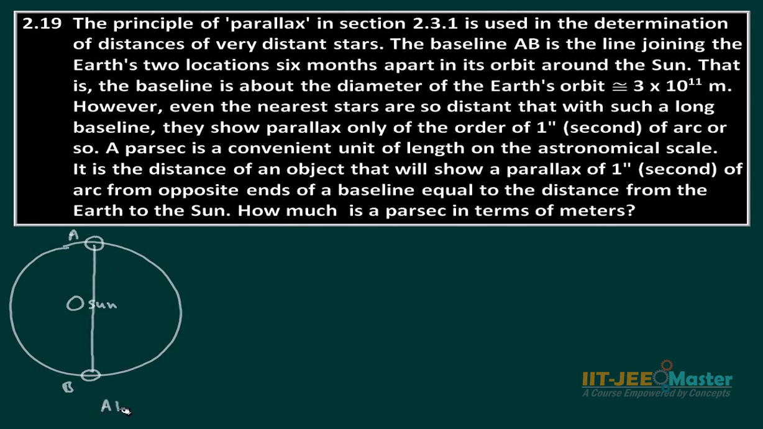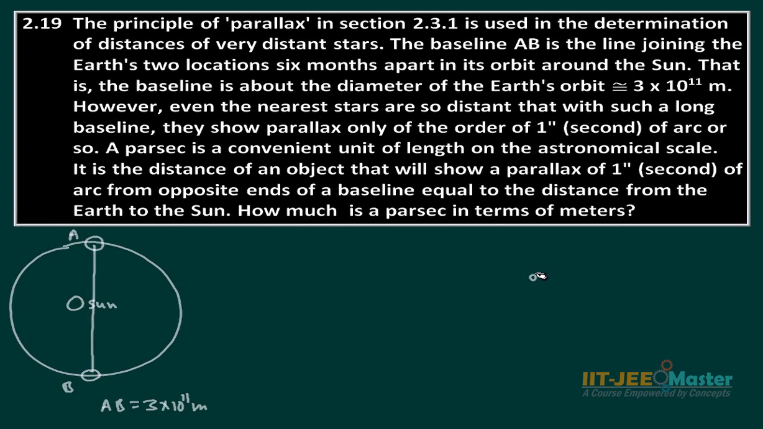Here AB is 3 into 10 to the power 11 meter, obviously. However, even the nearest stars are so distant that with such a long baseline, they show parallax only of the order of 1 second of arc or so. A parsec is a convenient unit of length on the astronomical scale. It is the distance that will show a parallax of 1 second of arc from opposite ends of a baseline equal to the distance from the Earth to the Sun. How much is a parsec in terms of meters?